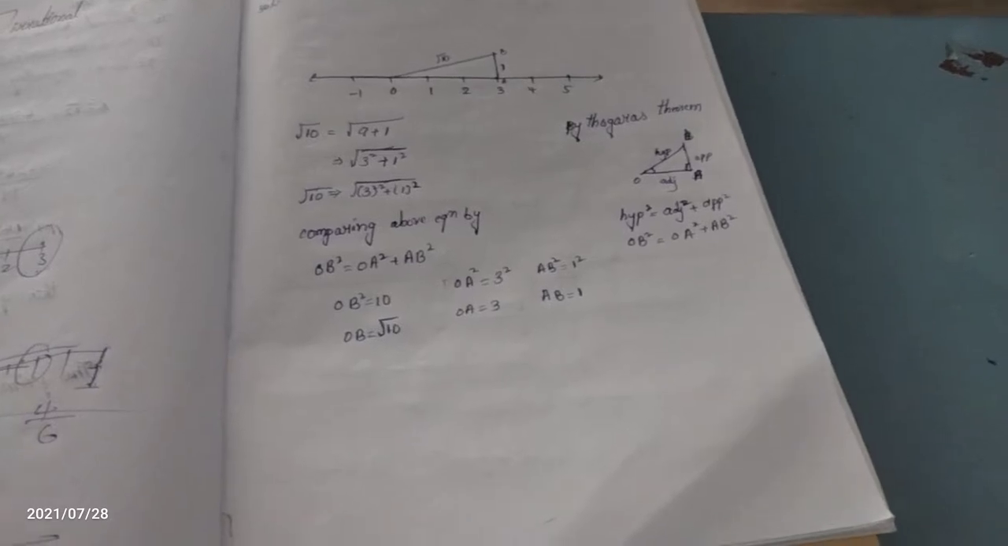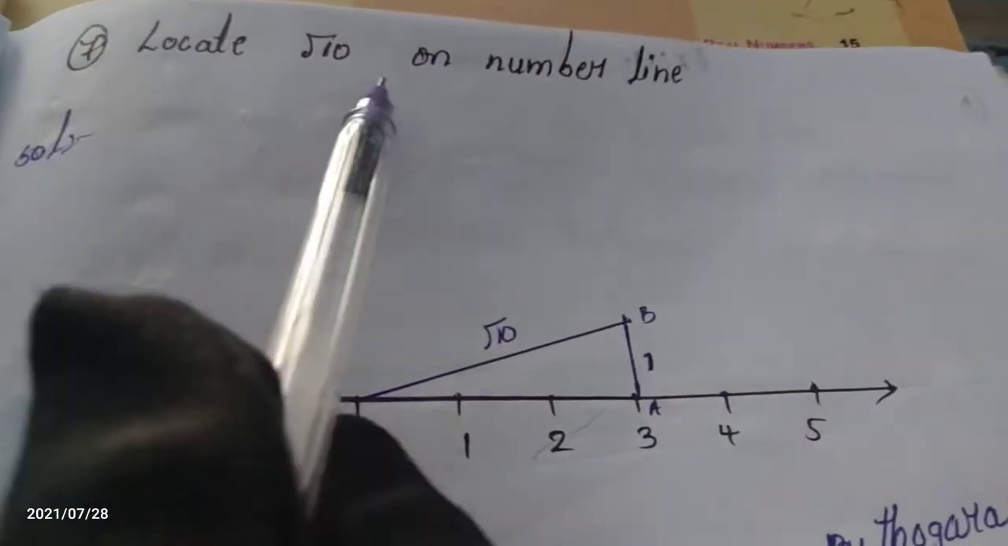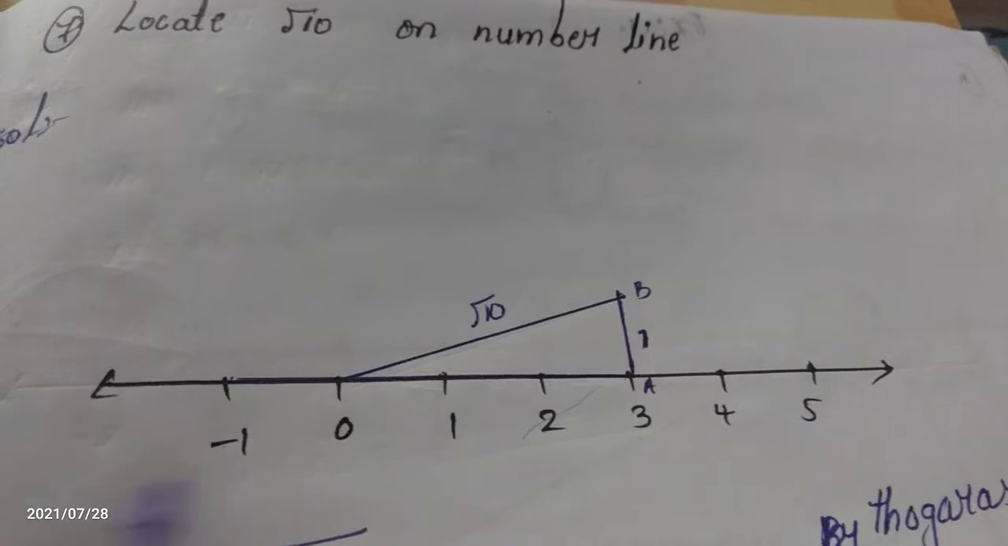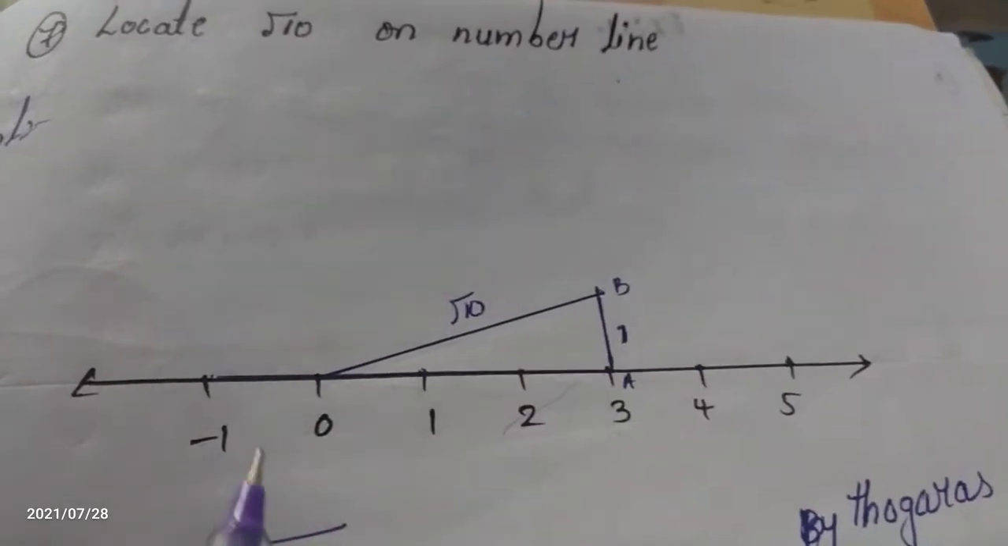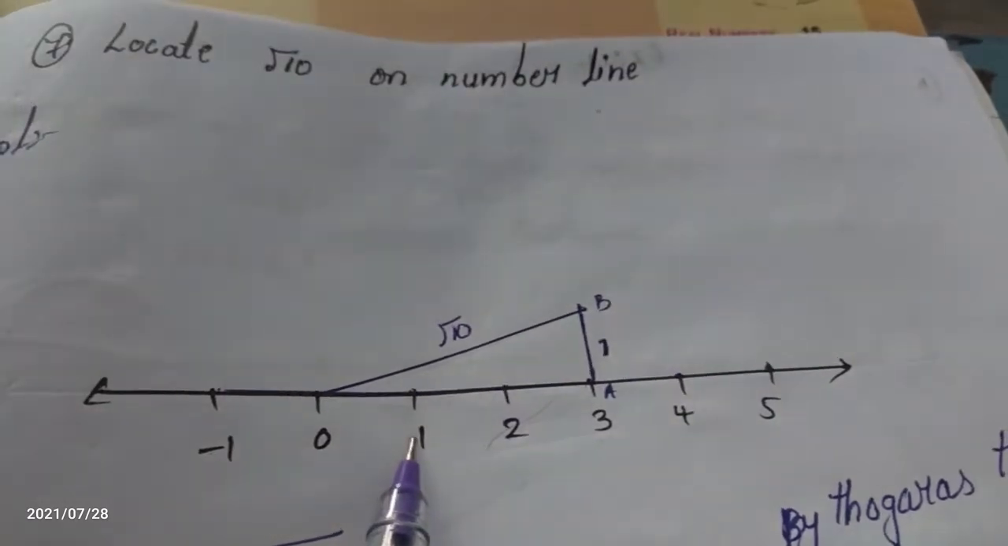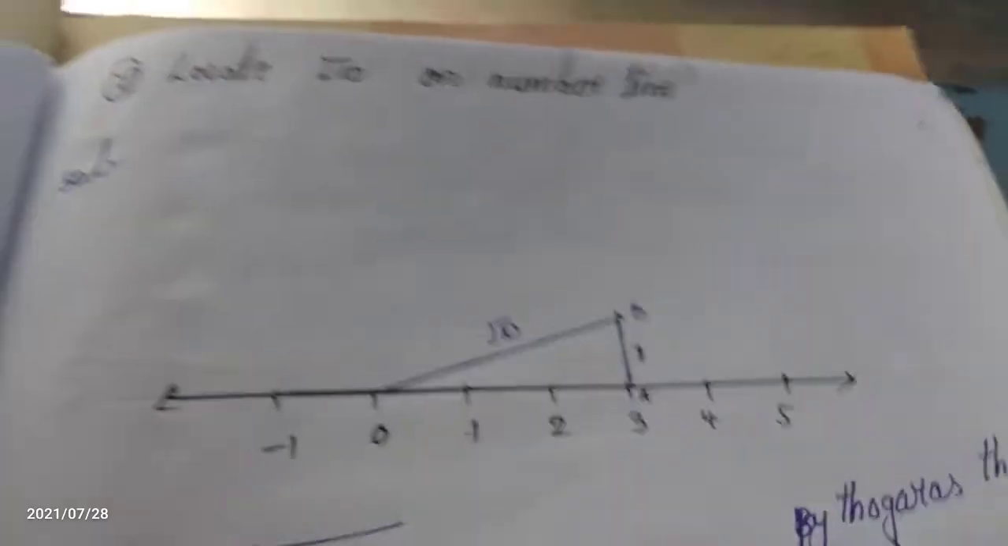Question 7: Locate the root 10 on the number line. Here I am taking the number line. On the number line, the fixed distance should be equal. From 0 to 1 it should be equal. You are not taking it like that in the notes: 0, 1, 2. You cannot take it like that.